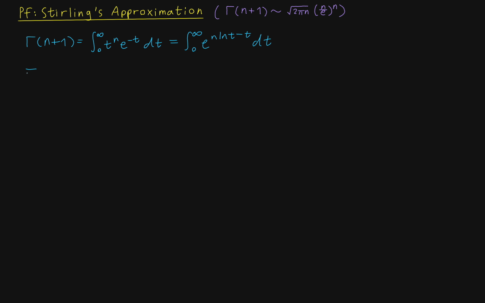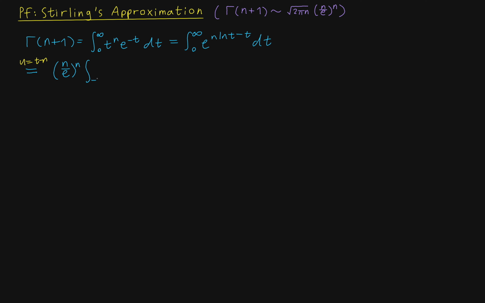And now we're going to consider a substitution. The substitution is going to be u is equal to t minus n. If we do this, first we're going to get a 1 over e to the n factored out, but then we also get an n to the n. I'll explain where that comes from. So we have overall n over e to the n.